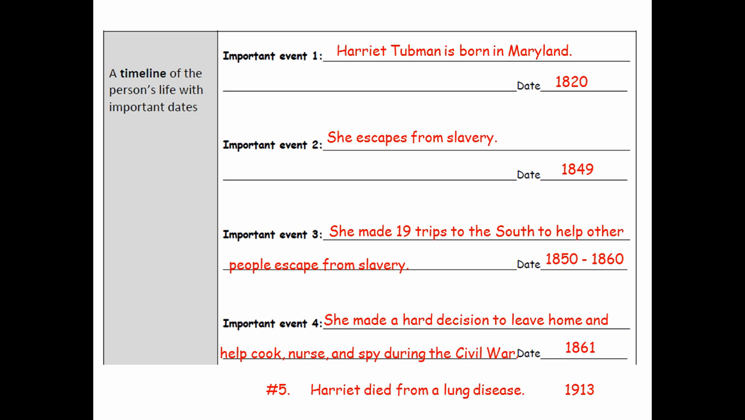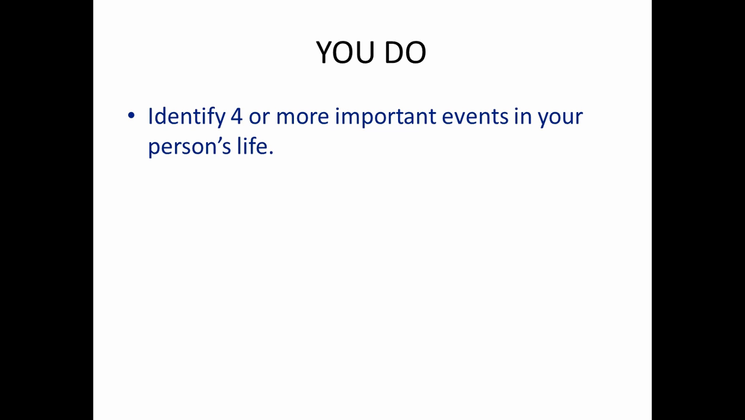So by the end of class, this is what your project plan should look like in this section. Complete sentences, listing important events in order or in sequence from the first to the last, and have correct dates that go with each event.